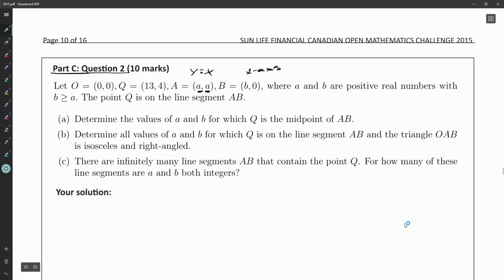The point Q is on the line segment AB. That kind of constrains what a and b can do. There's a relationship between them. Alright, let's take a look here. A part. Determine the values of a and b for which Q is the midpoint of AB.